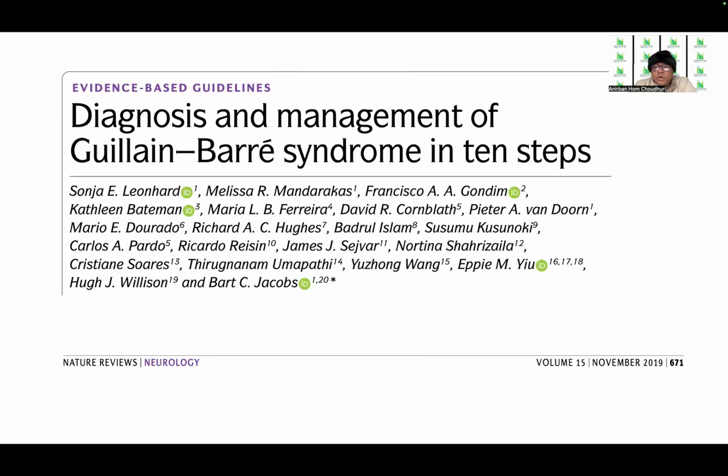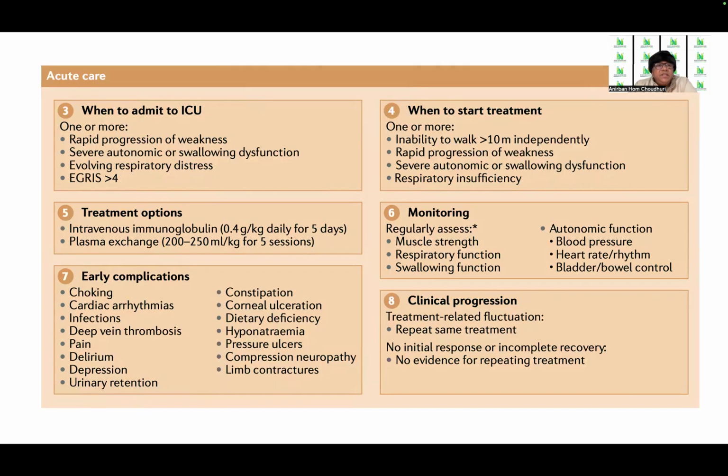Now, this is something which one should go through. It is a very nice article available freely on the net. It is a review published in Nature Reviews in 2019, the diagnosis and management of GBS in 10 steps. From here, the acute care part has been highlighted very nicely. That is where I have picked it up, which is important for all practitioners in critical care: when to admit to the ICU. That is when the patient has one or more of these four: rapid progression of weakness, severe autonomic or swallowing dysfunction, evolving respiratory distress, or an EGRIS of more than four.